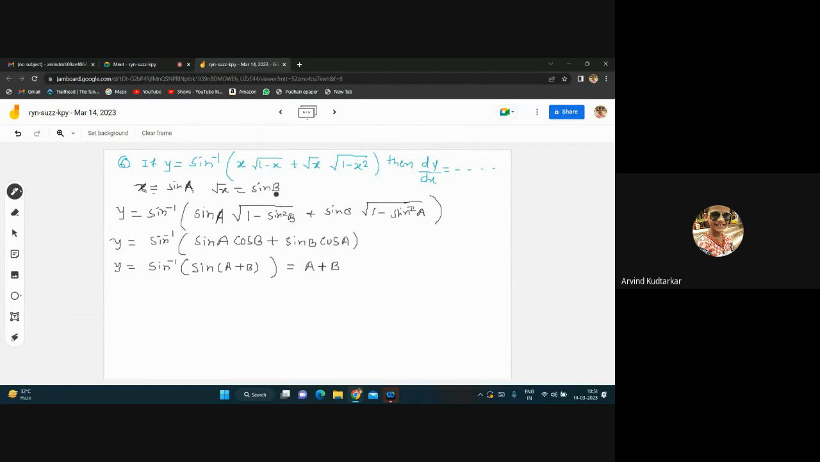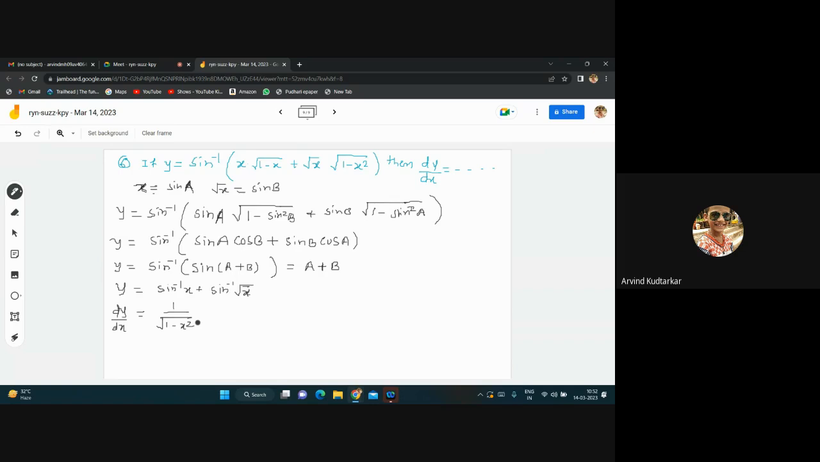So it means that y is a function of x. What is the value of A? Sine inverse of x. And what is the value of B? Sine inverse of root of x. So what is the differential? d by dx is the operator which operates on both sides. That is, dy by dx is d by dx of sine inverse of x, which is 1 upon root of 1 minus x square.